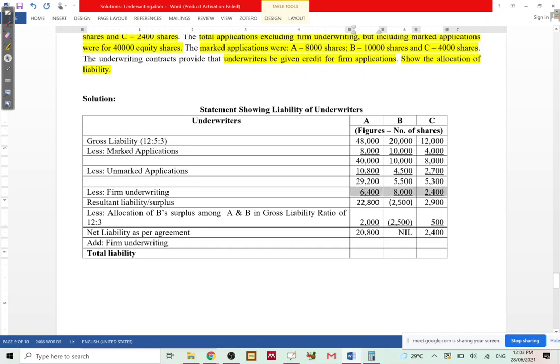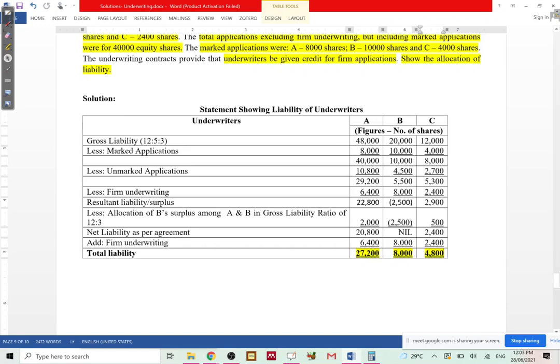So same ones, firm underwriting, what do we have minused here? Add them over here, and what you get is the final total liability. 27,200, 8,000 and 4,800. Is that fine? So total liability.